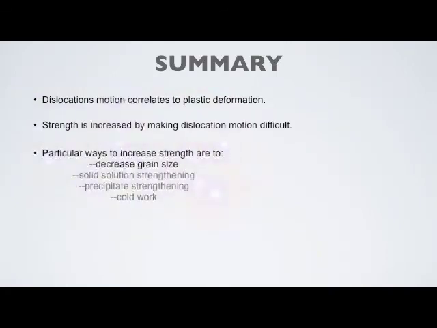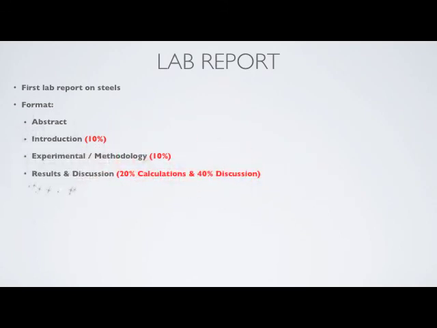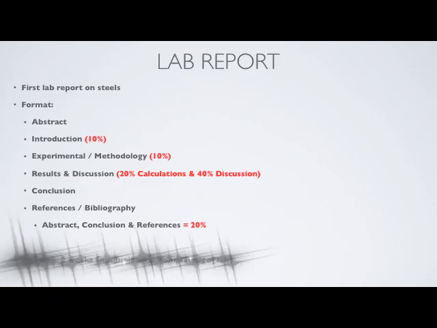So this is a summary of the lecture. Dislocation motion correlates to plastic deformation, and the strength is increased by making dislocation motion difficult, and there are different ways of achieving this. And then finally, this is the lab report where I show a breakdown of the different sections and how much weighting is carried with each particular section. I'll elaborate on this in more detail during the lecture.